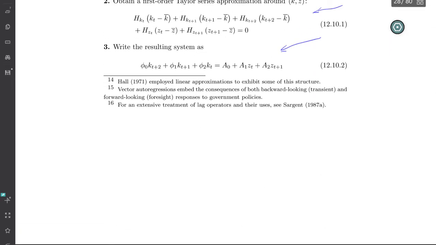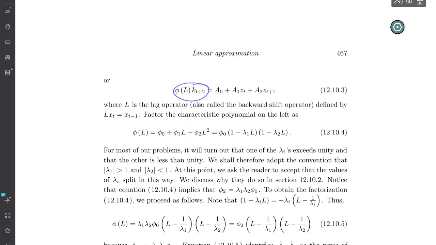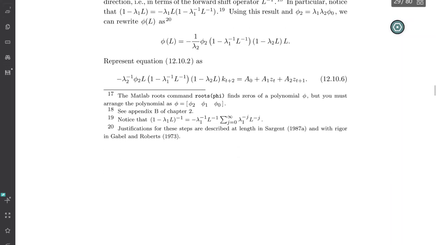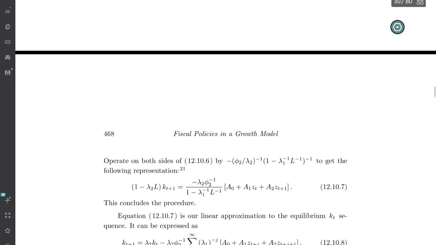We get the characteristic polynomial for this autonomous difference equation, call it phi of L k_{t+2}. We use our tricks. We factor the polynomial, and when we factor it, we could do some rewriting. We just apply appendix B of chapter 2, and we can get a linear approximation to the solution.